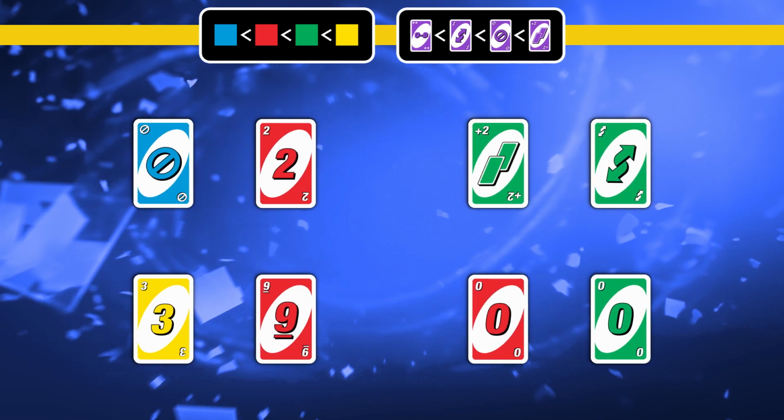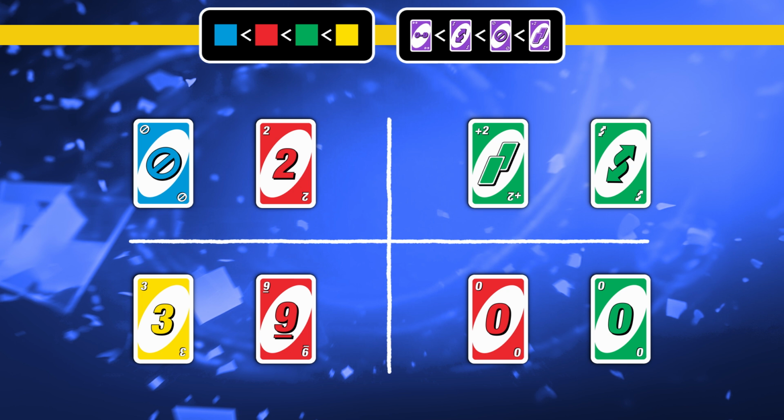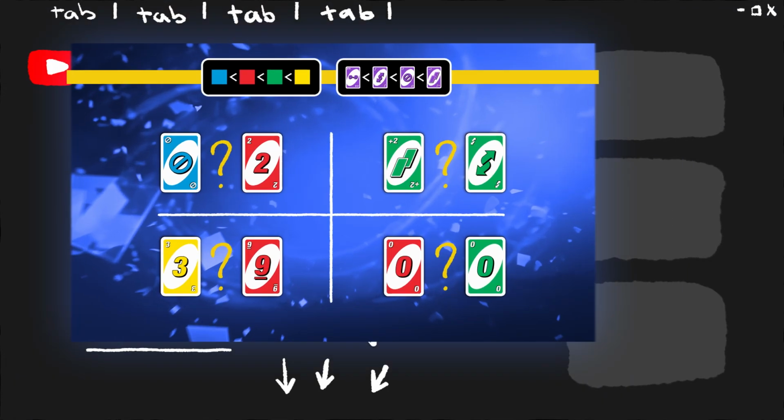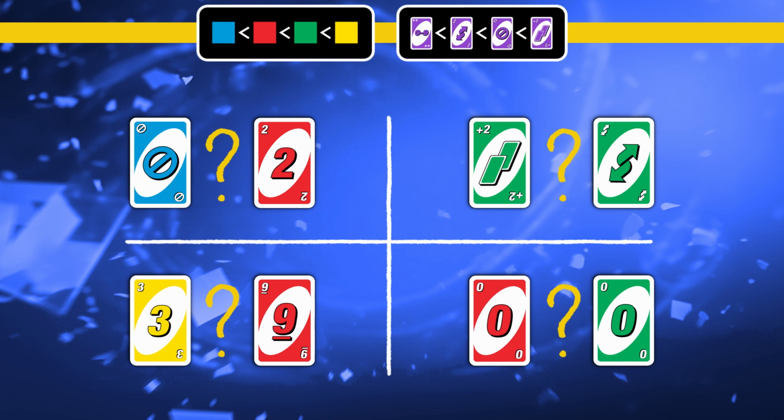Here is a small test for you. On the screen, you see 4 different pairs of cards. For each pair, write in the comments which one is greater. While you do this, let's move forward.